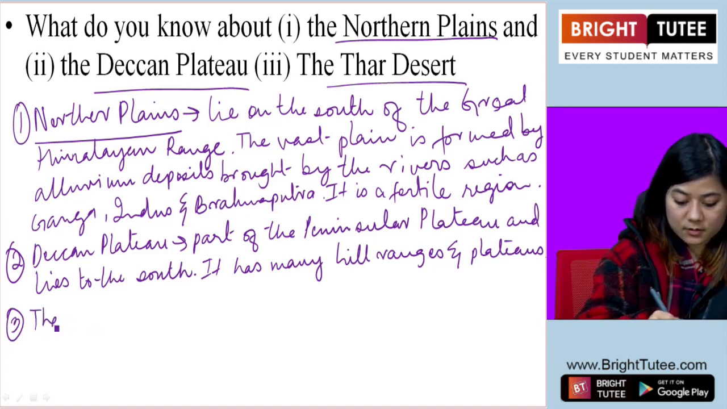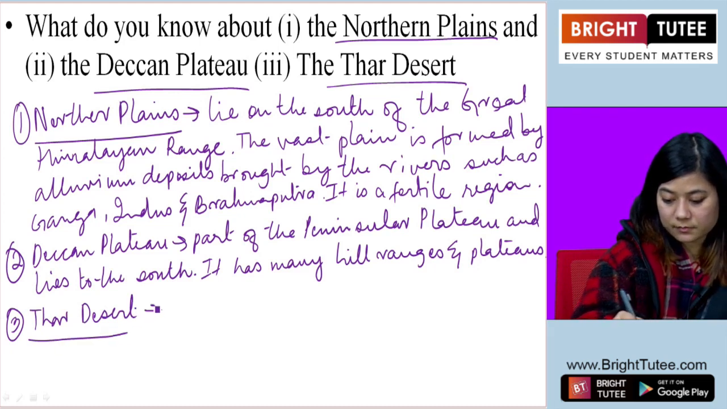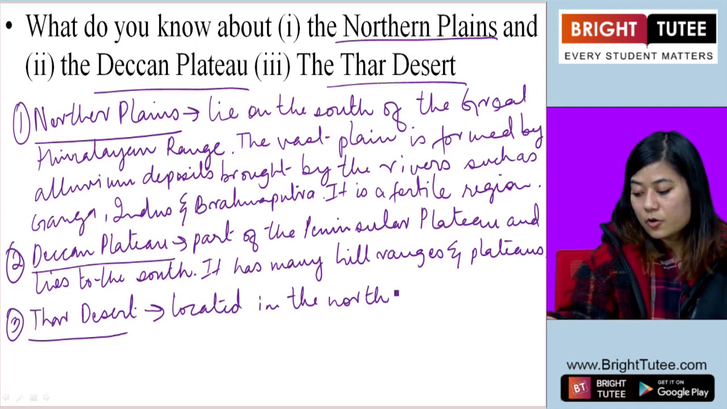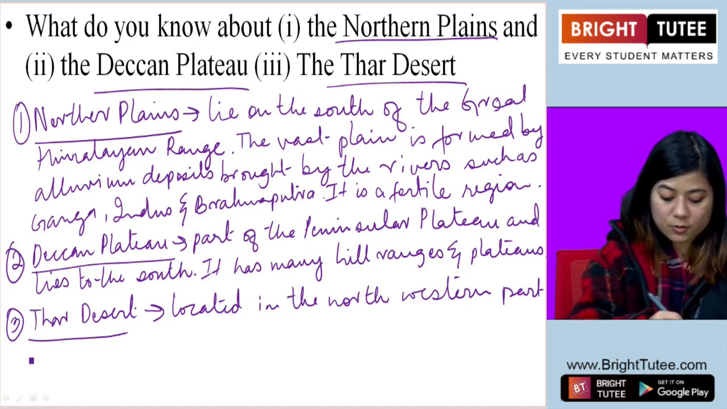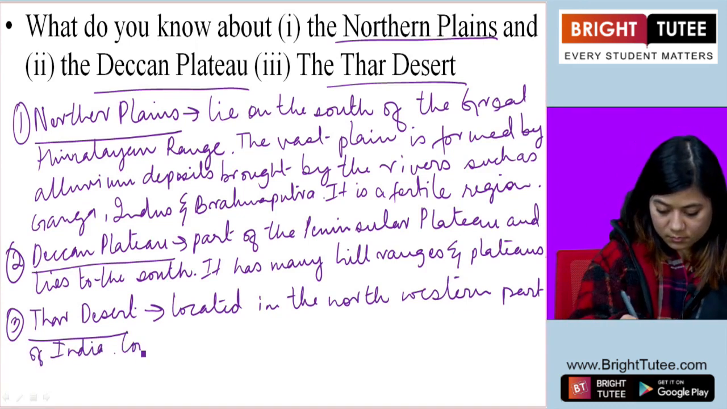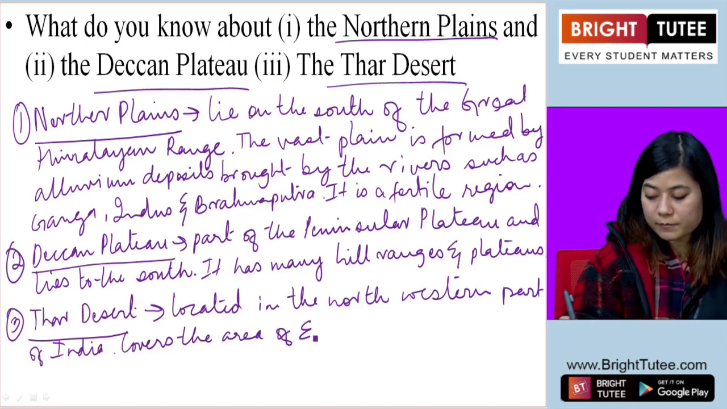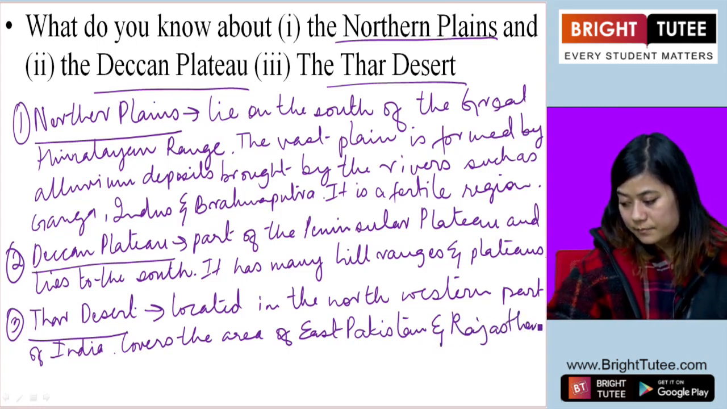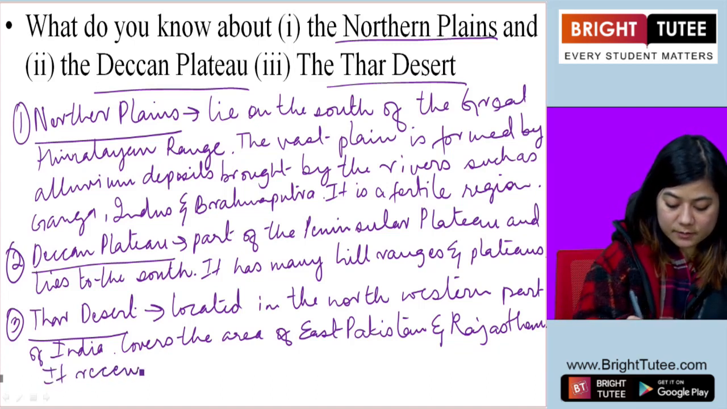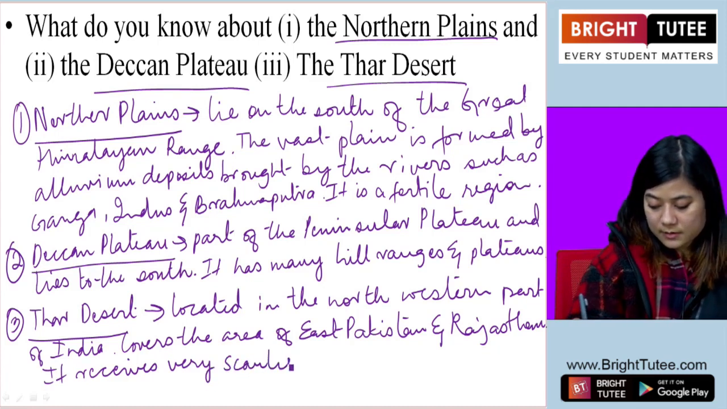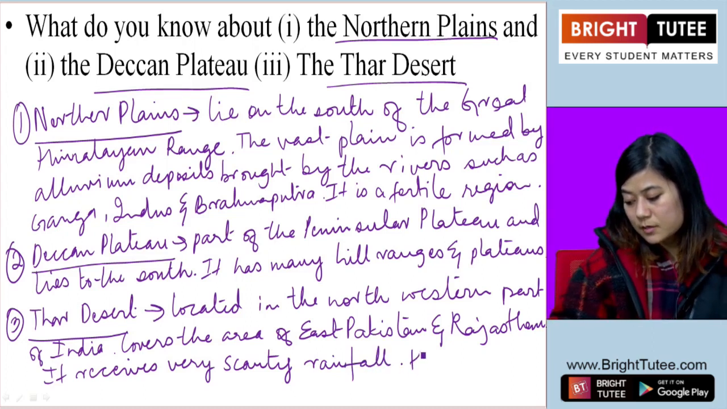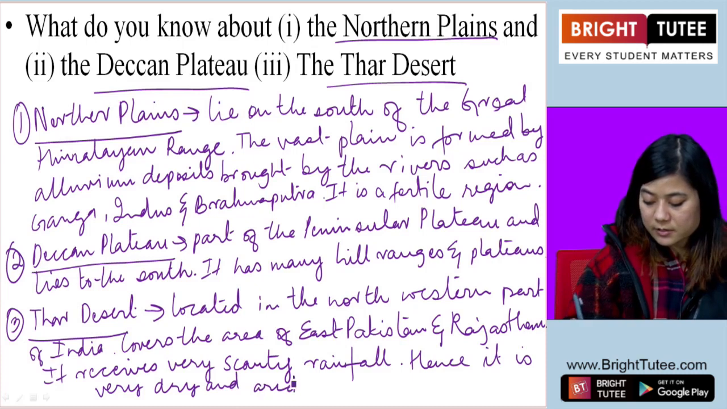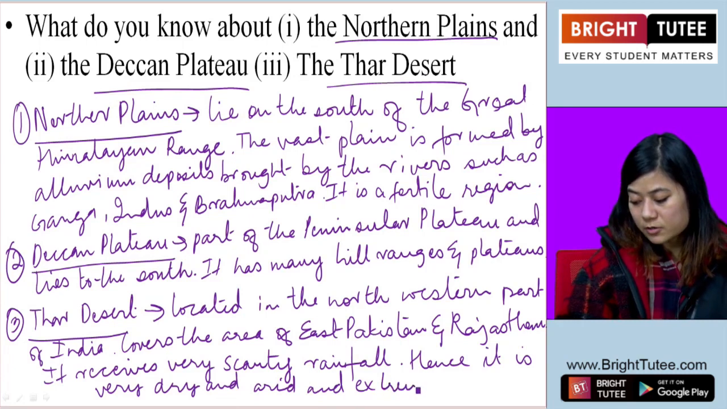Number 3, Thar Desert. It is located in the northwestern part of India. Covers the area of East Pakistan and Rajasthan. Okay. It receives very scanty rainfall, hence it is very dry and arid and extremely hot.